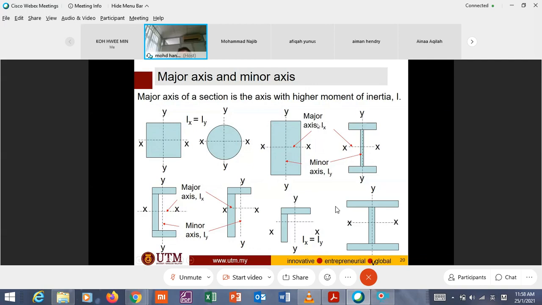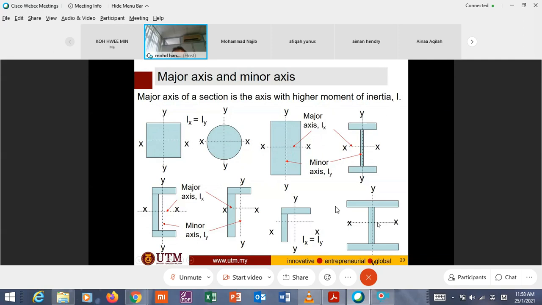For this one with the larger Ix, we call it the major axis. And this one is called the minor axis. So the major axis, it looks shorter, but it is stronger. And this is normally for concrete. These three sections are normally for concrete.